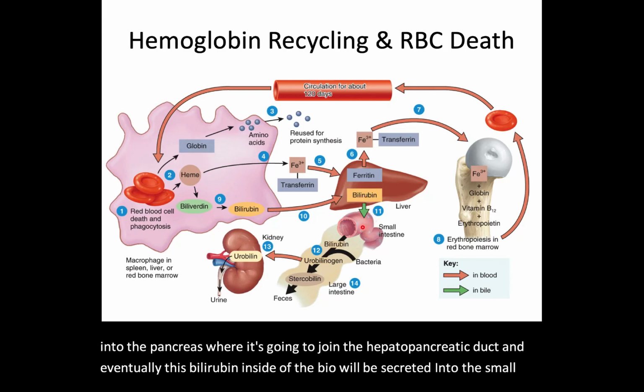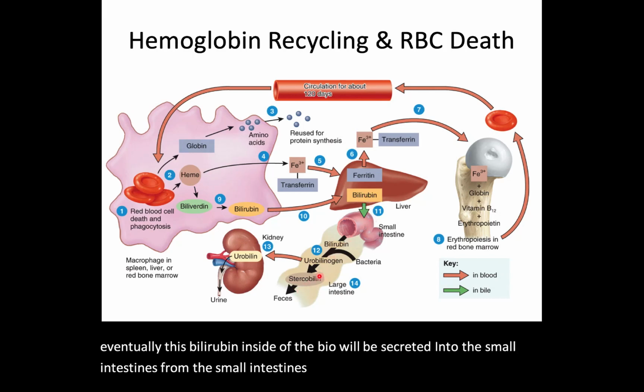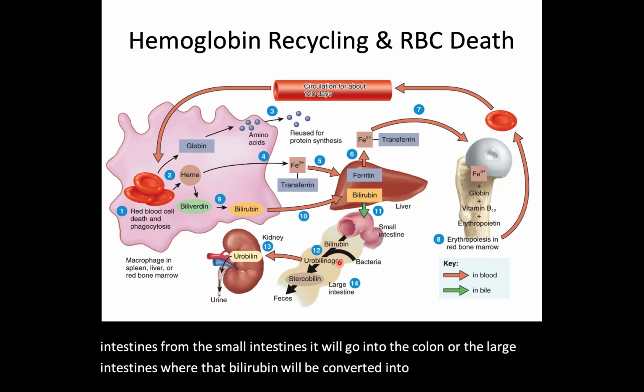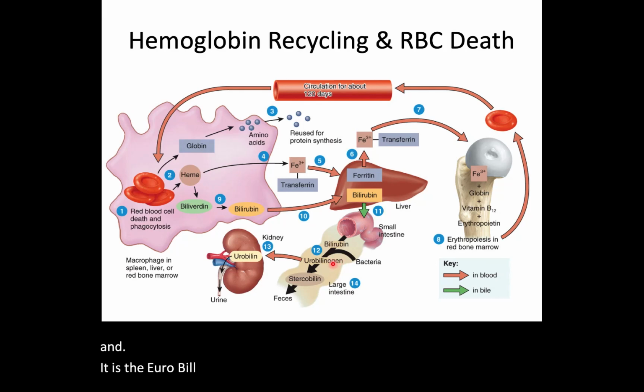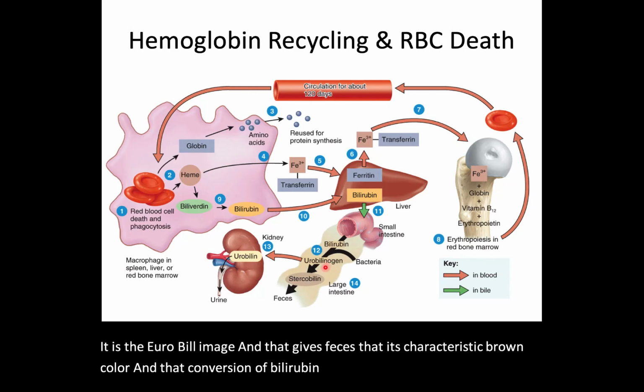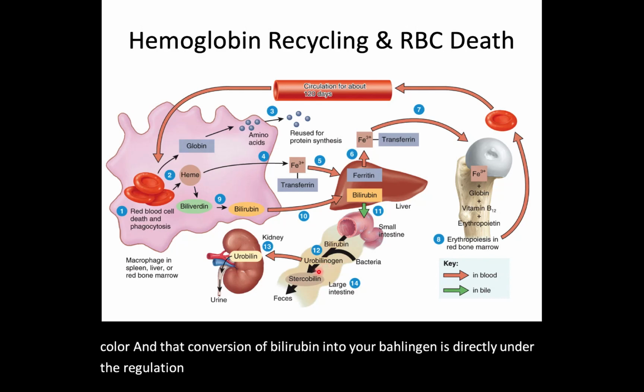From the small intestines, it'll go into the colon or the large intestines, where that bilirubin will be converted into urobilinogen. And it is the urobilinogen that gives feces its characteristic brown color. And that conversion of bilirubin into urobilinogen is directly under the regulation and control of bacteria living within the large intestines.